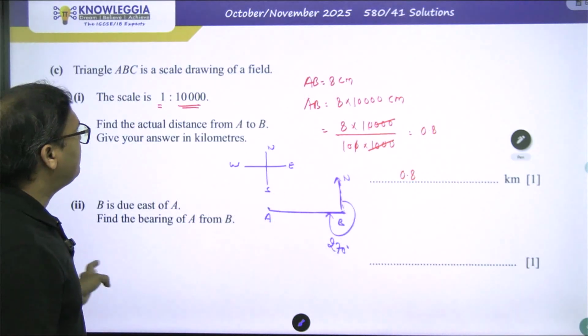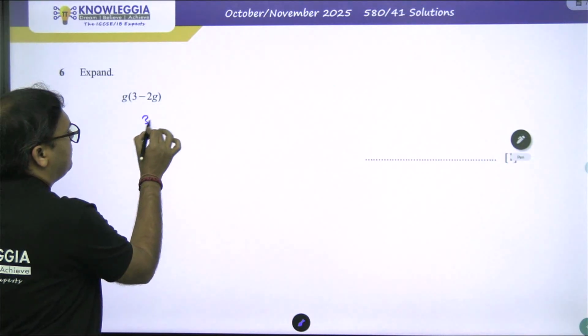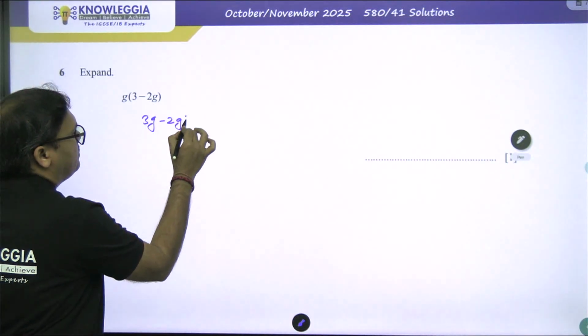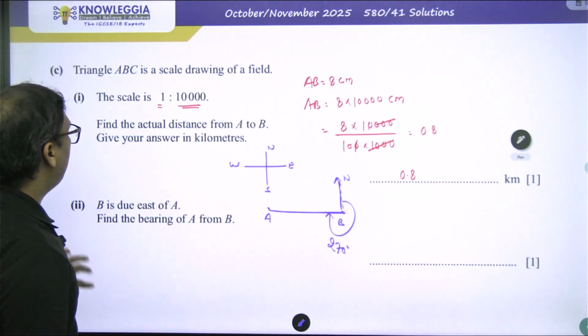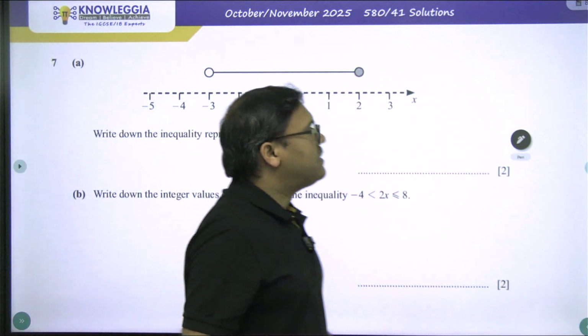Now the next question. To expand this, this is 3g minus 2g square. Just multiply the bracket. So now the next question. Write down the inequality represented on the diagram.